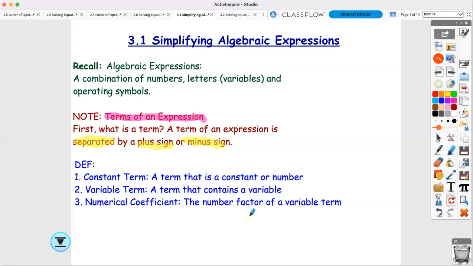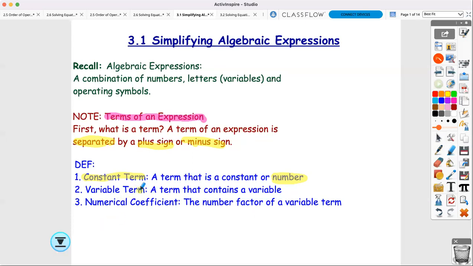Now take a look at the 3 definitions. The first definition is constant term. A constant term is just pretty much a number. But you are going to be hearing the term constant term in this lecture and in other classes. So it's very important that you understand what else a mathematician uses to call a number, which is just a constant.